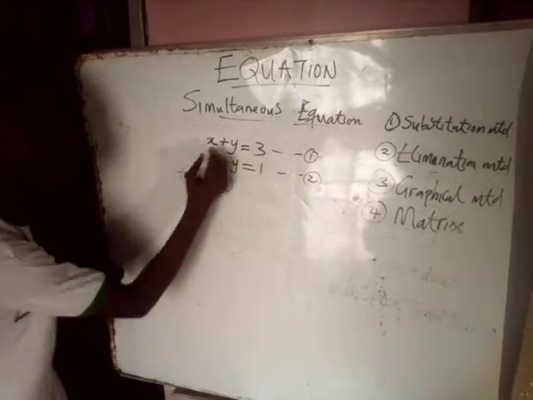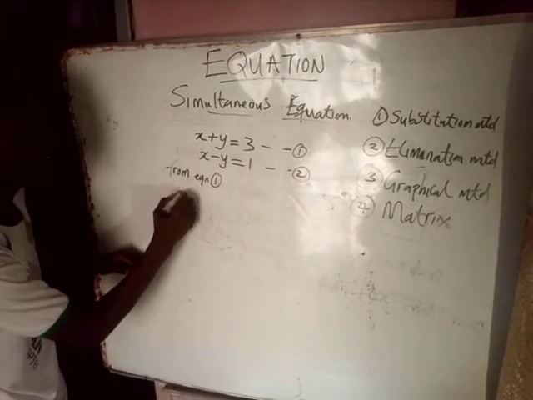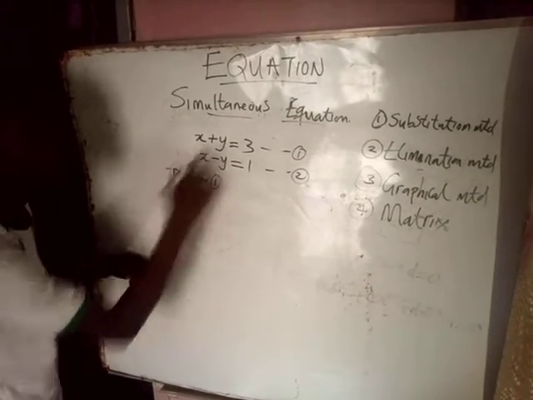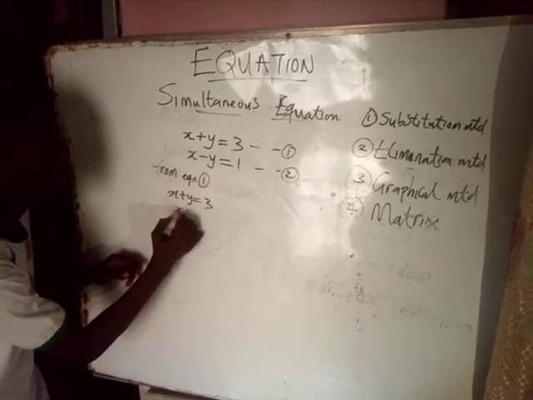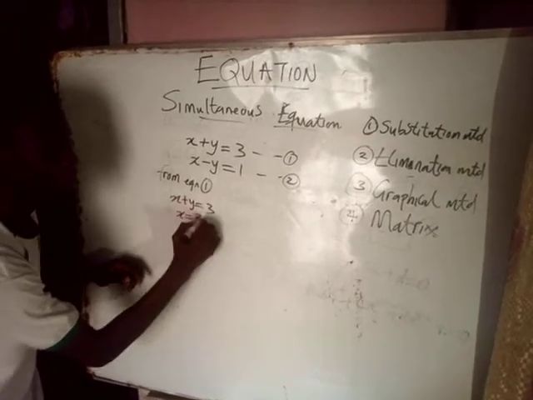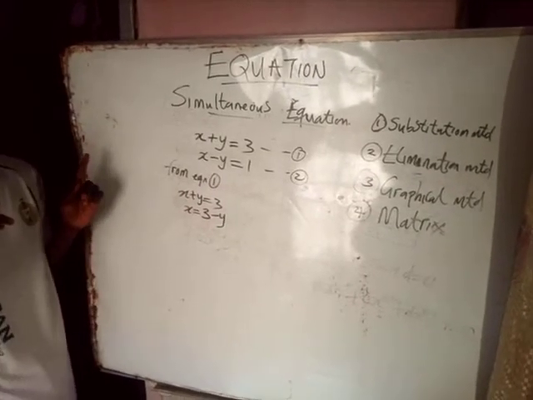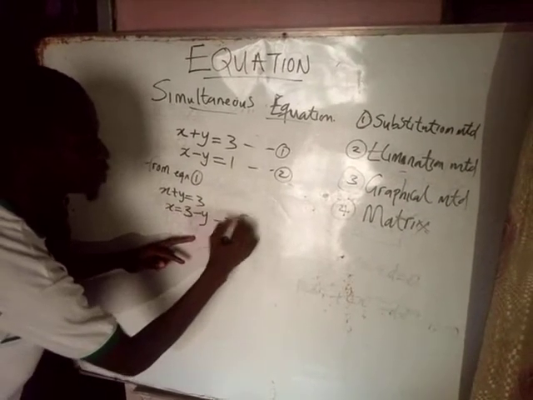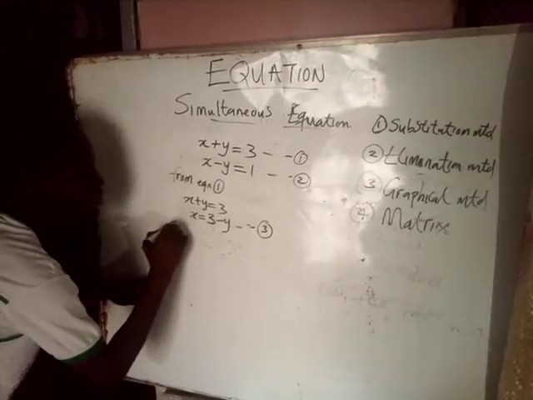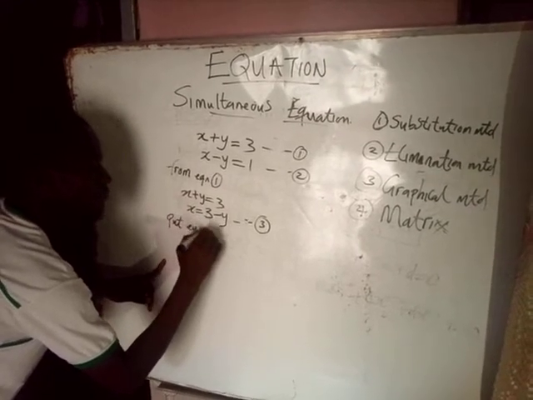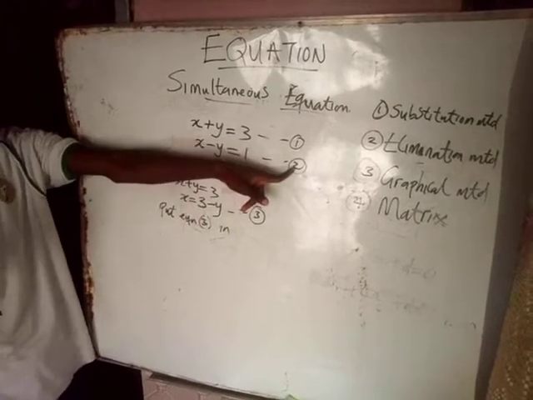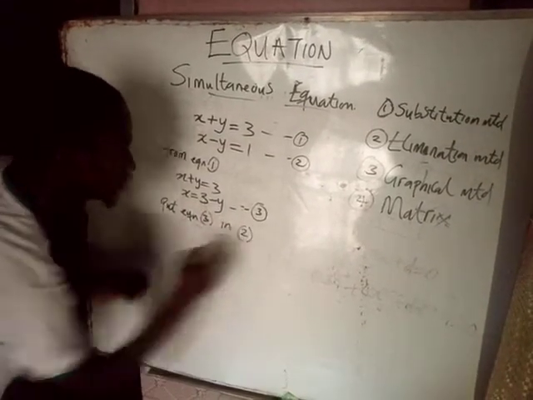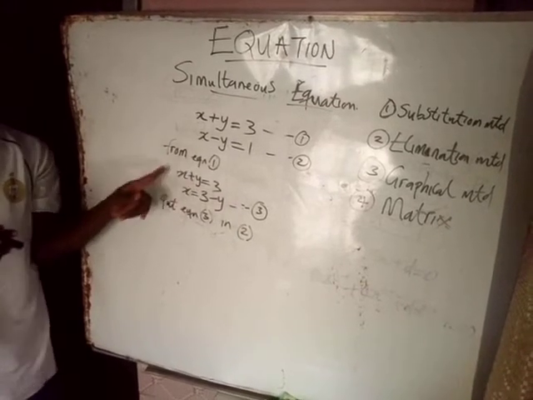So you say from equation 1, making x the subject of formula. Let's write our equation 1: x plus y is equals to 3. Now we want to make x the subject of formula. It will be x is equals to 3 minus y. That is our equation 3. Have it in mind that this is your equation 3. You now put equation 3 in equation 2. The first method is that you say from equation 1 you derive your equation 3.